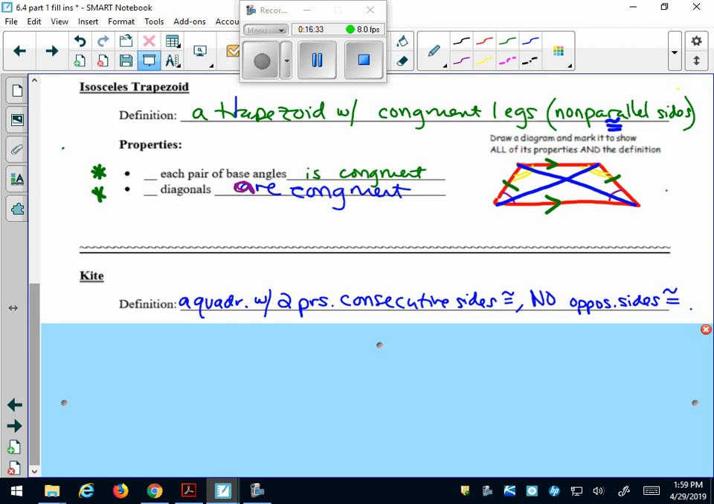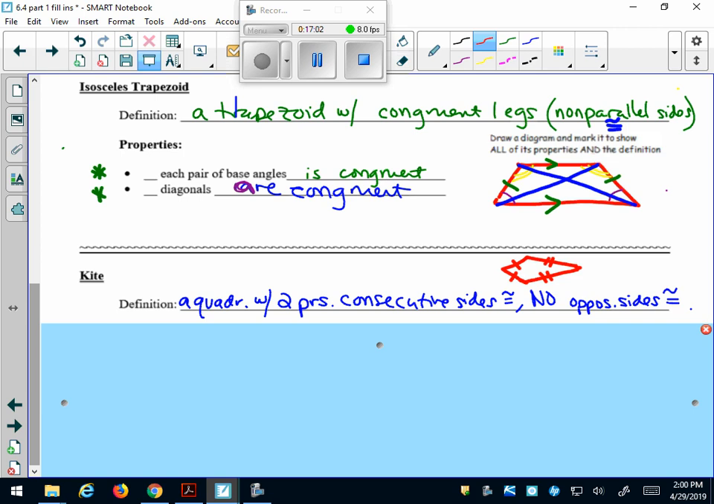So what does that mean? That means that you've got 2 sides next to each other. Consecutive means one right after the other, that are congruent to each other. And then the other 2 sides are consecutive and congruent to each other. But they can't all 4 be the same, in other words, right? If opposite sides can't be congruent, that means they can't all 4 be the same.